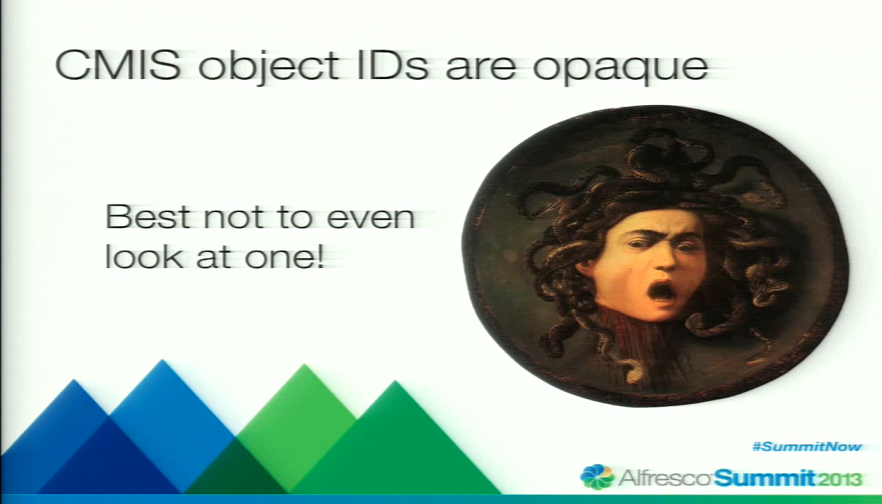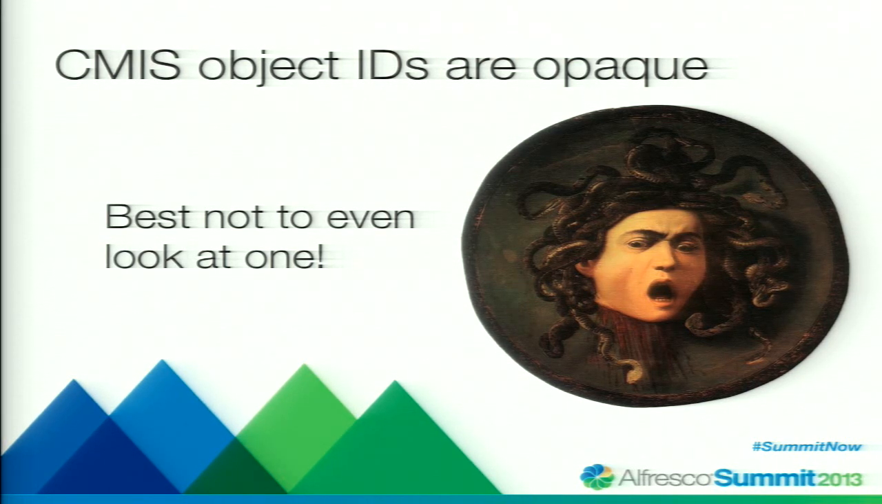The first thing is CMIS object IDs. That's Medusa there. You don't want to look at Medusa, right? The same thing is true for CMIS object IDs. You do not want to look at a CMIS object ID directly, because if you inspect that string, you as Alfresco people are going to recognize the string. You're going to say, I know exactly what that is, and you may be tempted to start making logic in your code that parses out that object ID. That is a huge no-no. You should never, ever look at that string and try to intelligently deal with that string, okay?